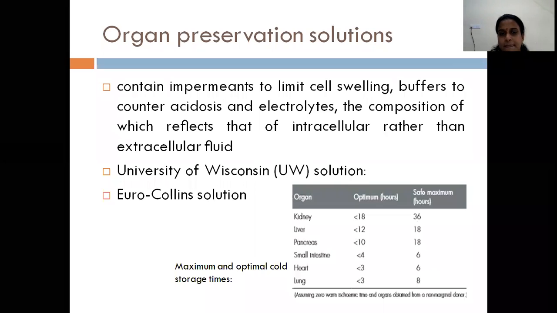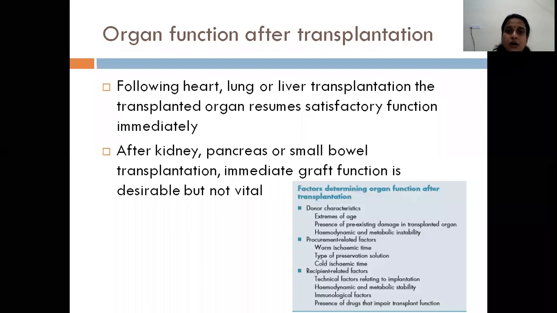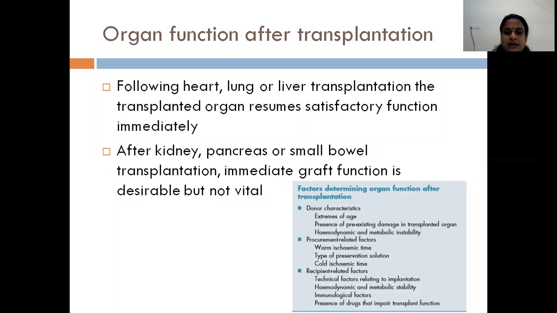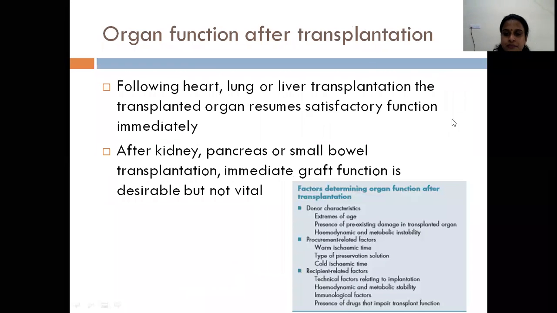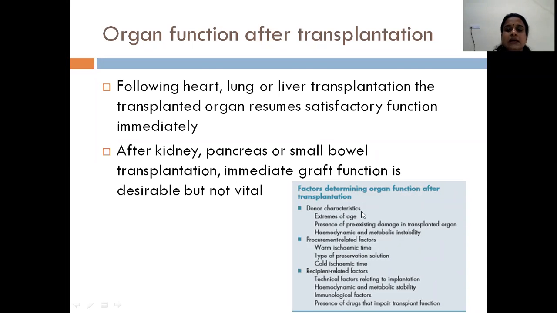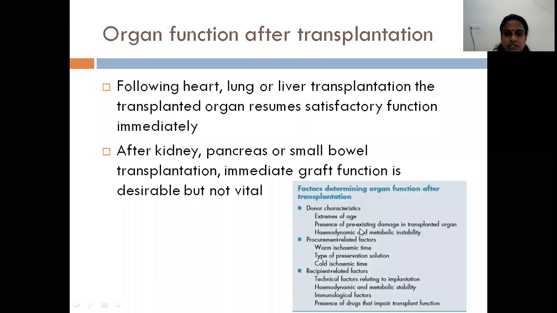Okay. So how these organs that are removed and transported, how far will they function in the recipient? That is to be determined to see the outcome of transplantation, obviously. So what are the factors? The donor factors like the age of the donor, or the presence of pre-existing damage in the transplanted organ. If there is any damage, then hemodynamic and metabolic instability of the donor at the time of organ procurement, all this will decide the organ functioning after transplantation.